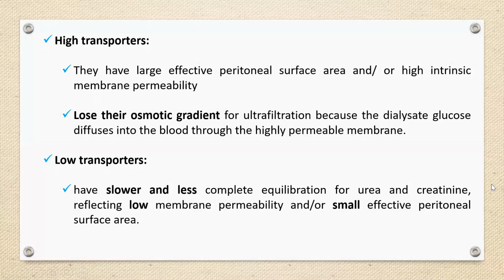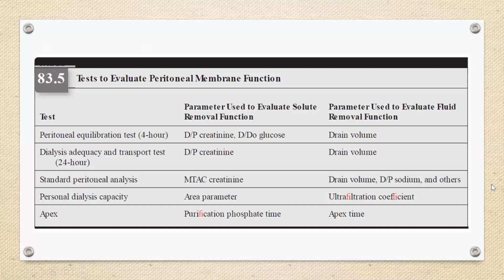So this is a table taken from Sridhar: tests to evaluate peritoneal membrane function. Here there are 5 tests: peritoneal equilibration test, dialysis adequacy and transport test, 24-hour test, standard peritoneal permeability analysis, and personal dialysis capacity, and there is a FX. Now these parameters are used to evaluate the solute removal function and the fluid removal function. We will now go into the detail.